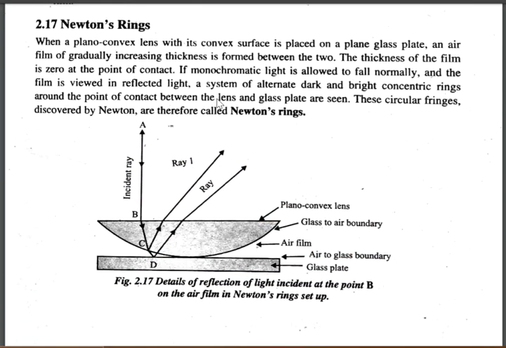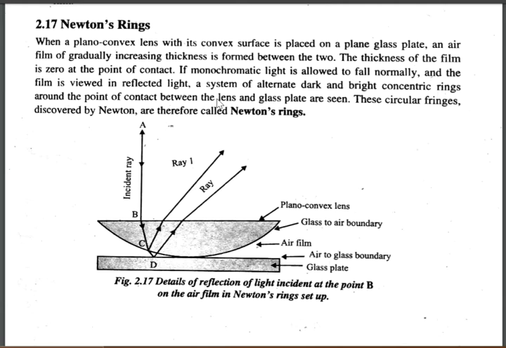Next, let us come to Newton's rings. This is another case of interference by the division of amplitude. Even air wedge is interference by the division of amplitude, whereas the biprism experiment and Young's double slit experiment are examples of interference by the division of wave front.